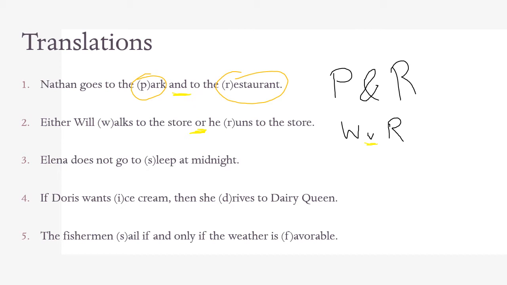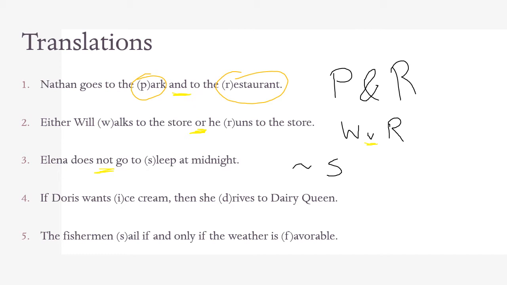Let's look at the third one. Elena does not go to sleep at midnight. So here again, we have a proposition which is represented by S, which is sleep. So Elena does not go to sleep at midnight. Let's look to see if there are any operators, and we can go ahead and stop here because Elena does not go to sleep at midnight. So not is represented by the tilde. So to symbolize that sentence, we just put tilde S. Elena does not go to sleep at midnight.